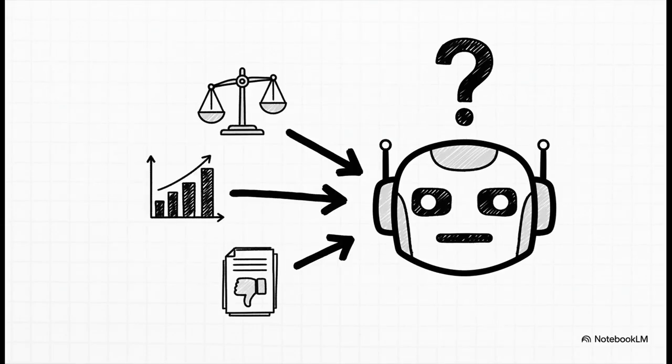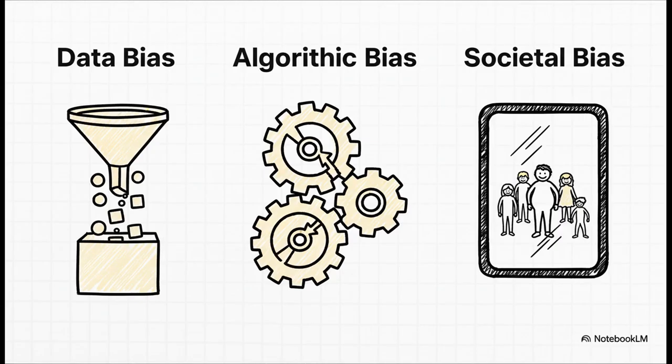So that's the what. Now for the how. If we're assuming nobody is programming this stuff in on purpose, and they're usually not, then where is it coming from? I mean, a machine isn't born with these prejudices, right? It has to learn them from somewhere. And it turns out there are three main culprits here. First, and this is the big one, is data bias.